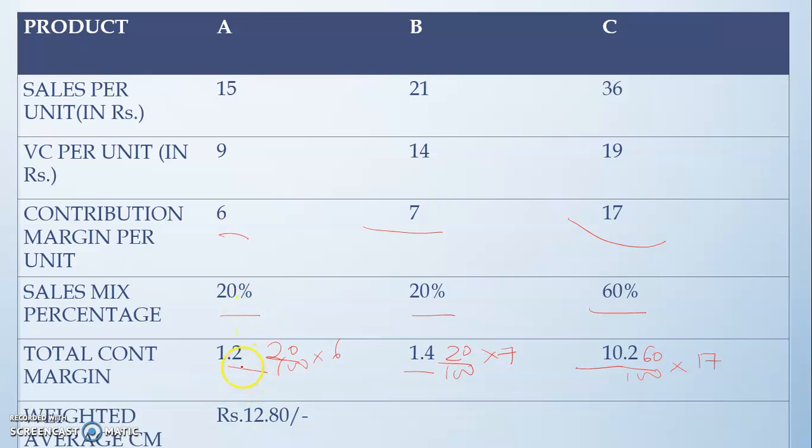Now please understand the sales mix percentage could also be given in the form of ratios. It could also be given in the form of units. So whether it is given in percentages or ratios or numbers, we always try to understand that we have to find the contribution margin with respect to the sales mix percentage in relation to the contribution margin that we have found. Now the next step would be to find the weighted average contribution margin, which is 1.2 plus 1.4 plus 10.2, which is 12.80.